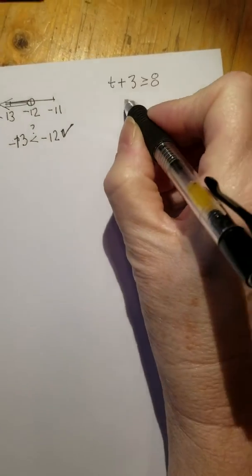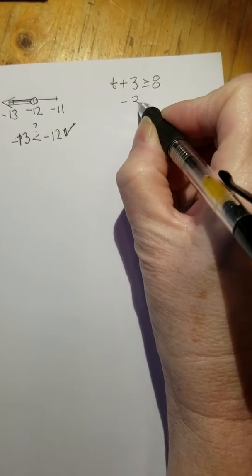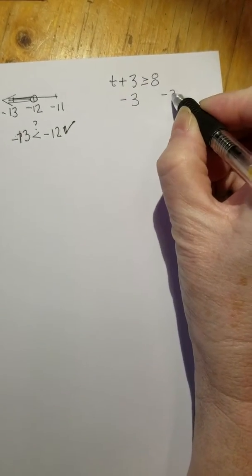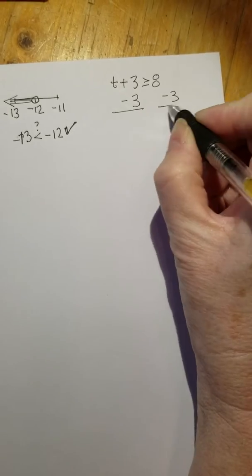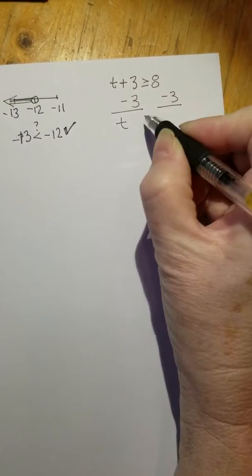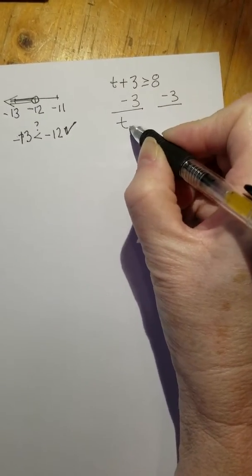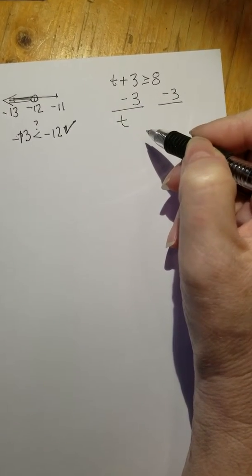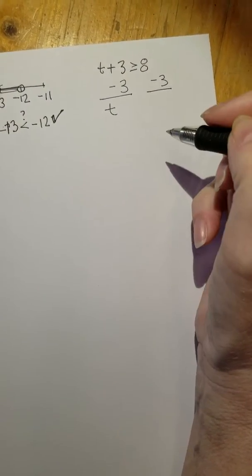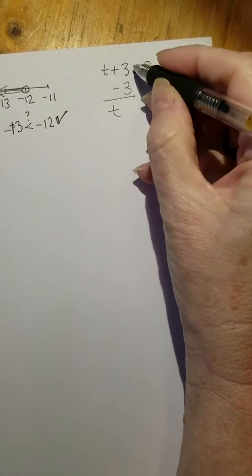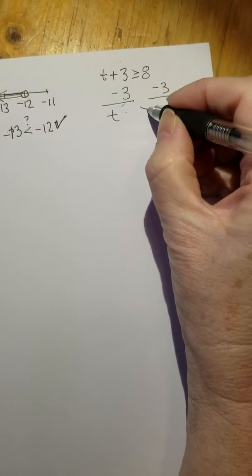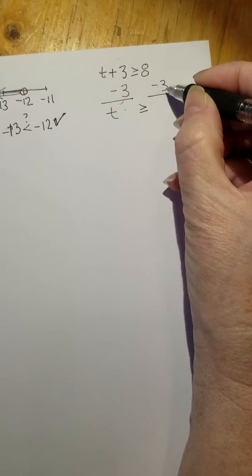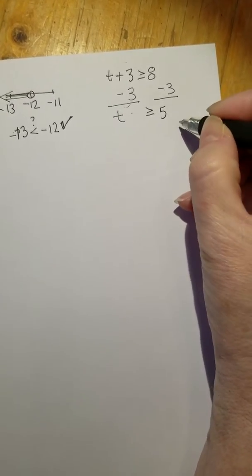Okay, what do we do? We subtract because we're working with the subtraction property of inequalities. T. Now notice I curve my t. That's so that I don't confuse it with the plus. The distinction is critical because I'm grading papers. This becomes 0. 8 minus 3 is 5.